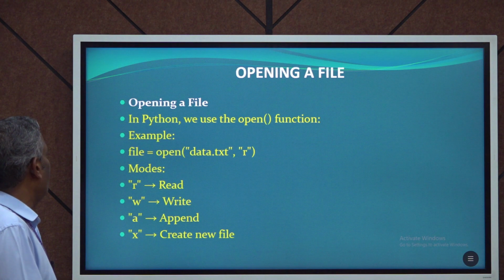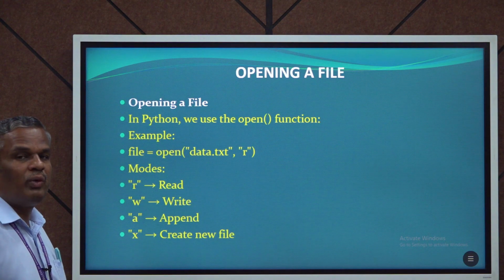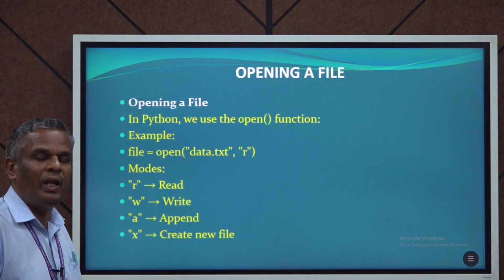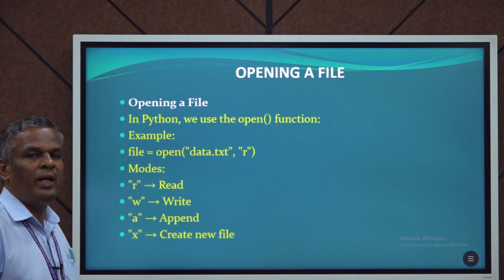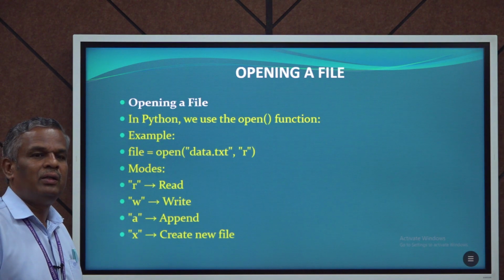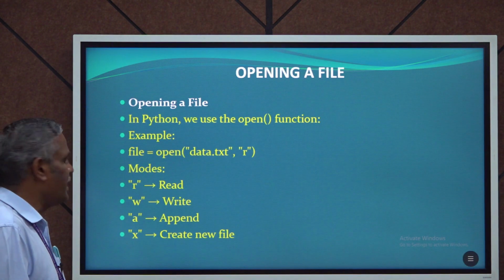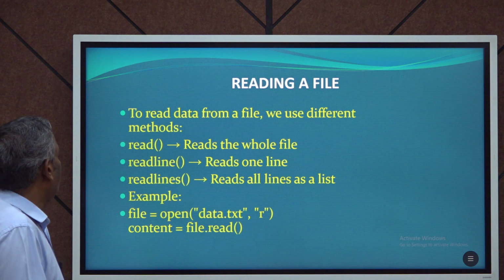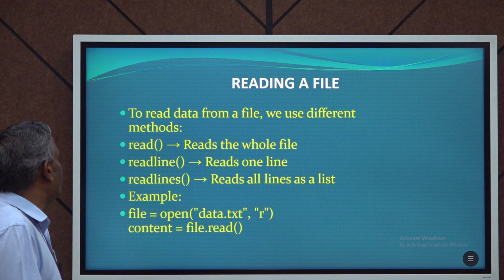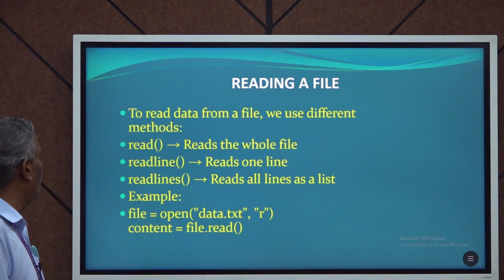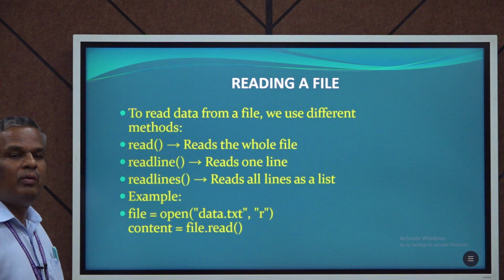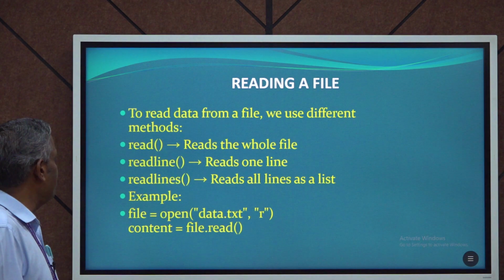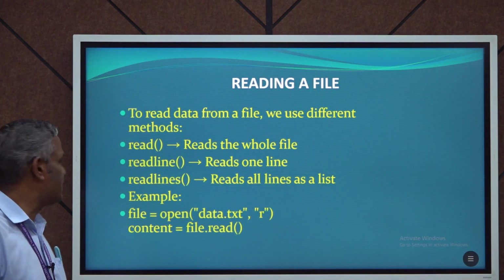So using r we can read data from the file. Using w we can write any data in the file. Using append mode we can add any data to the file, and using x we can create a new file. So reading a file, to read data from a file we use different methods. read means read the whole file. readline means if you want to read a particular line we can use readline. readlines means reading all lines as a list.